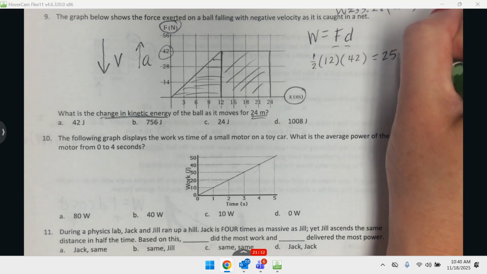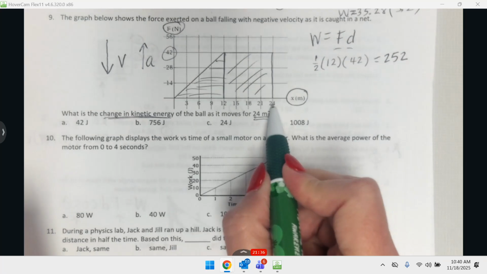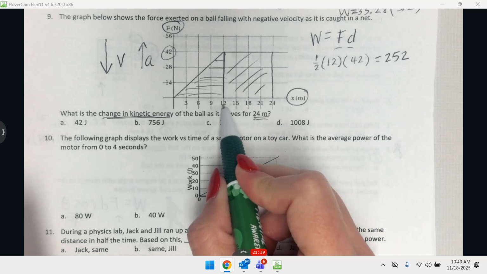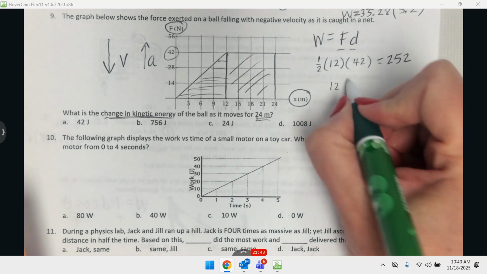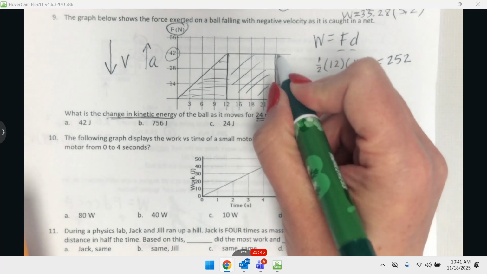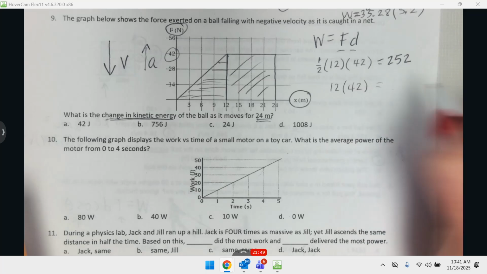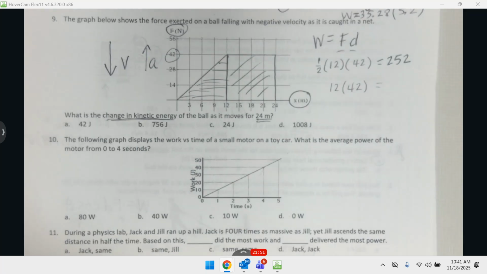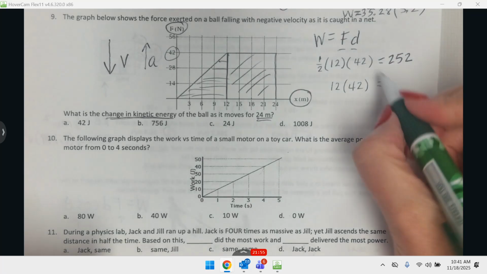Hold on, so like 1/2. All right, and then we're going to find the area of this rectangle, length times width. Across the bottom from 12 to 24, that is 12. And then again, going up, that is 42. Okay, so again, that's how you find the area of your rectangle. Again, 12 times 42 is equal to 504.